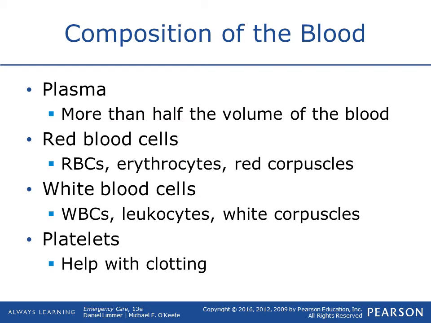With the composition of the blood, the plasma makes up more than half of the volume of blood. Then within all that is the red blood cells, erythrocytes, or red corpuscles. The white blood cells, leukocytes, or white corpuscles, of course, deal with the immune system. The red blood cells are the important thing. That's where your hemoglobin is, carrying the oxygen on those red blood cells. And the platelets help with the clotting process.